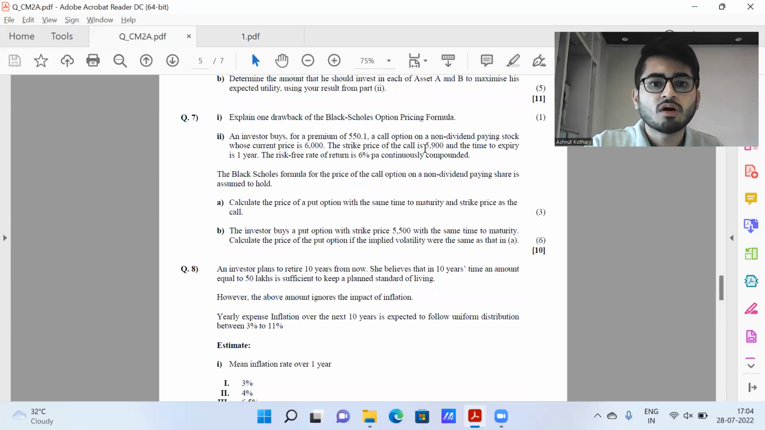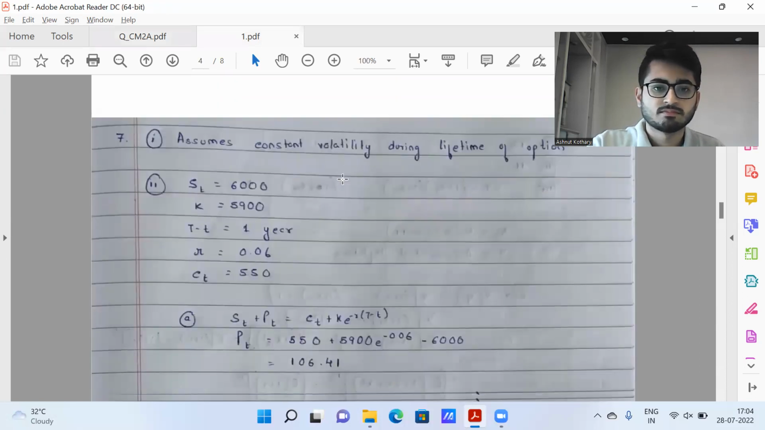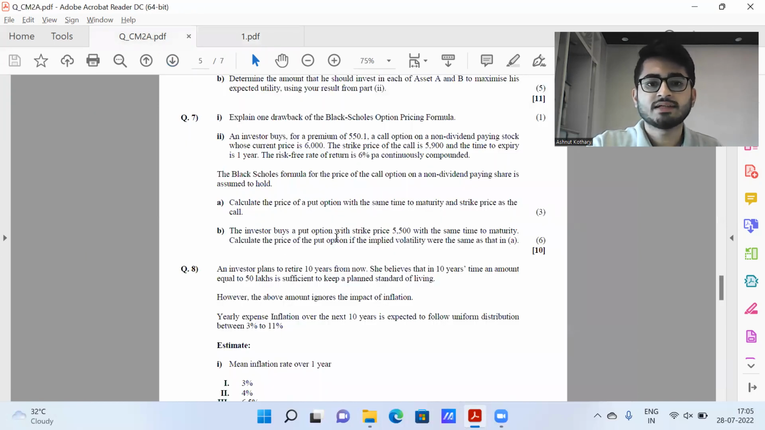So part 2, certain details have been given. Part 2 is, calculate the price of the put option. We can use the put-call parity over here. Using put-call parity, I'm getting 106.41. Then for part B, I need to find the price of the put option with a strike price of 5,500.